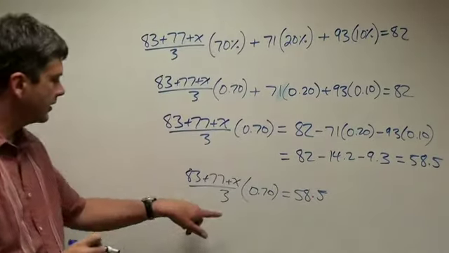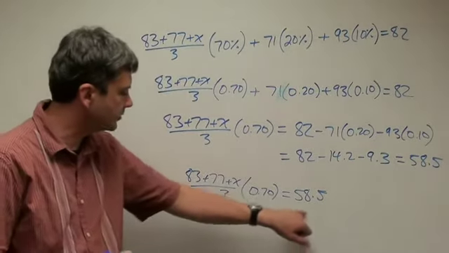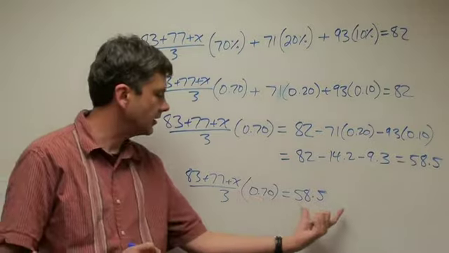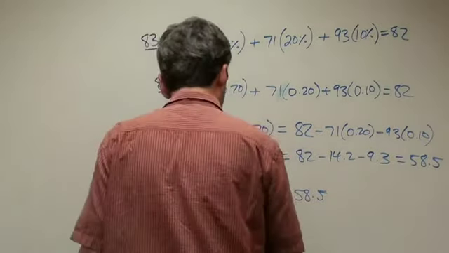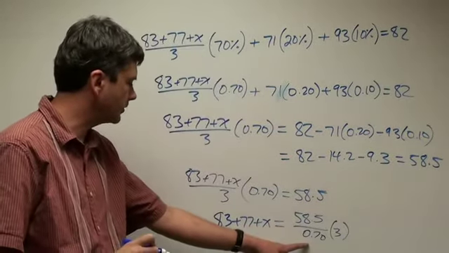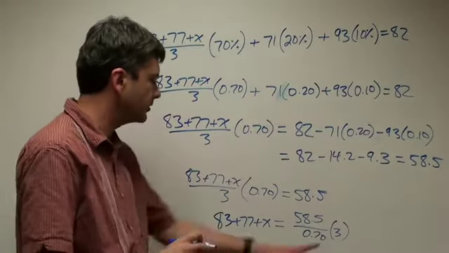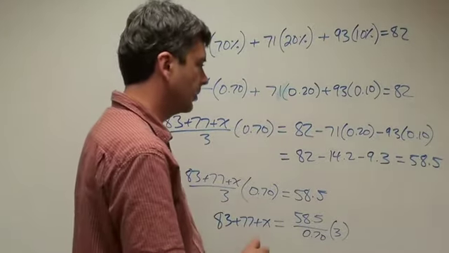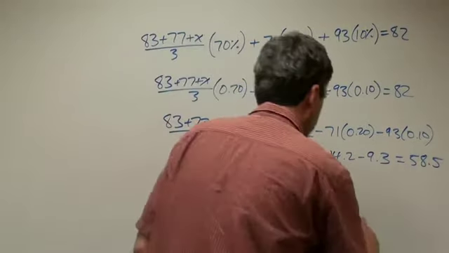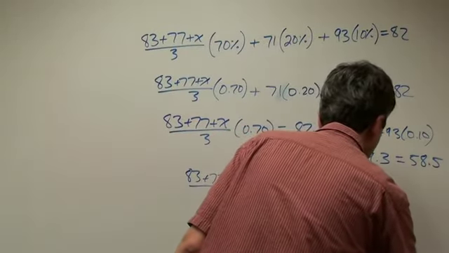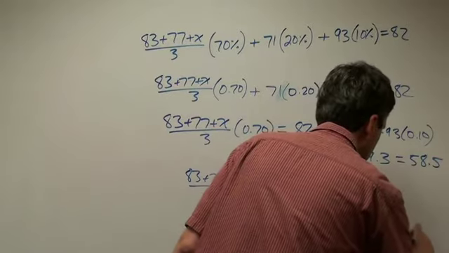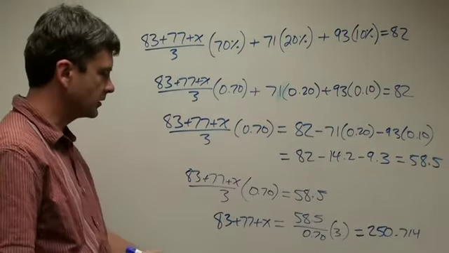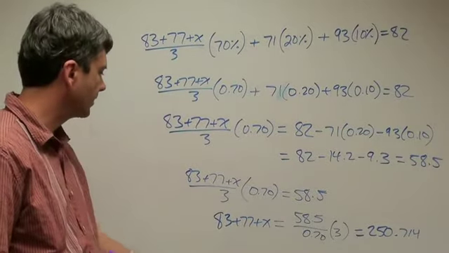And what I can do is take the 3 and move it to the other side. That multiplies. Take the 0.7, move it to the other side, and then it divides. So I've got 58.5 divided by 0.7 times 3. At that point I might as well plug it into a calculator and figure out what that is. And that turns out to be 250.714. I'll keep a bunch of decimal points until I get to the very end.